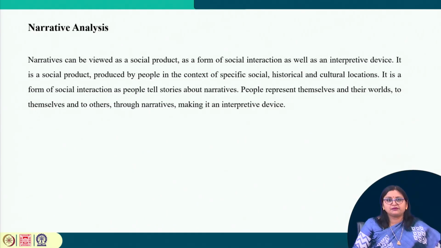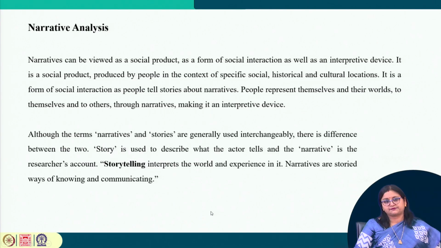So, narratives can be viewed as a social product, as a form of social interaction as well as an interpretive device. It is a social product produced by people in the context of specific social, historical and cultural locations. It is a form of social interaction as the people tell stories about the narratives. People represent themselves and their worlds to themselves and to others through narratives, making it an interpretive device.